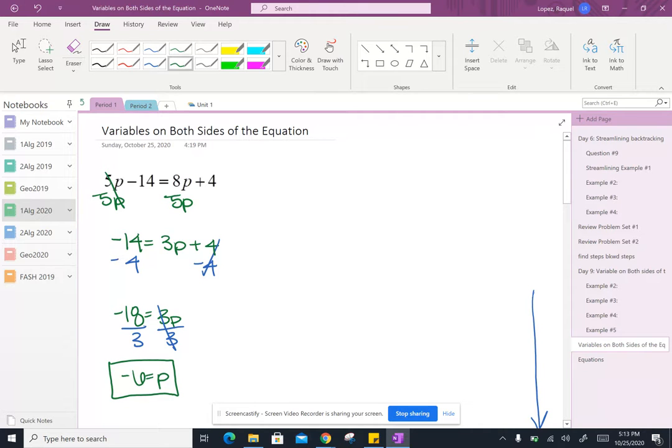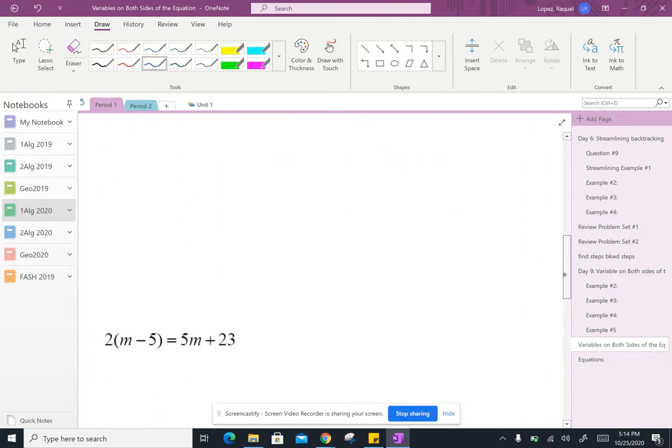And then remember to double check that, make sure that this is our answer. We can plug in negative 6 for p into our original equation, and we want to see if the left side equals the right. And when you do that, you should get a true statement. Okay, let's try the second problem.